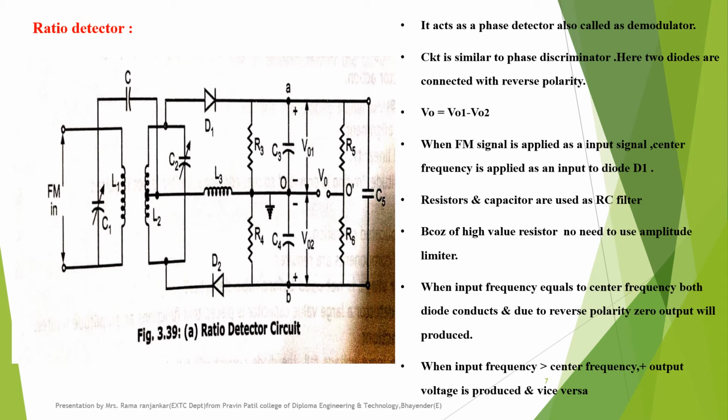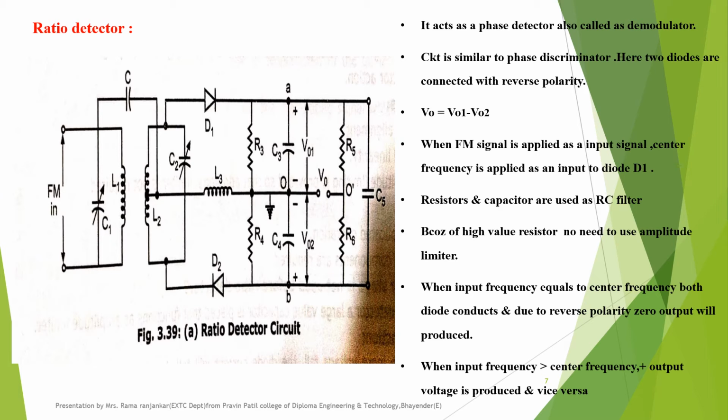Output VO is equal to VO1 minus VO2. When the FM input signal is applied, center frequency is applied as an input to diode D1. Resistors and capacitors are used as an RC filter. Because of the high value resistor, there is no need of an amplitude limiter. This high value resistor or capacitor acts as an amplitude limiting circuit.